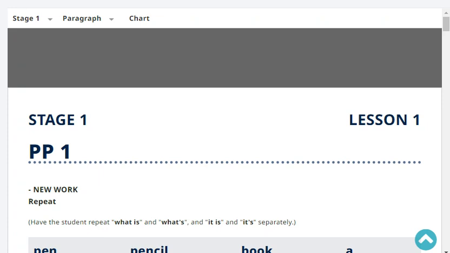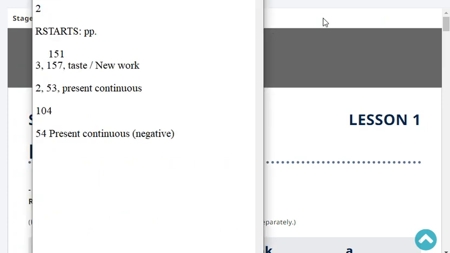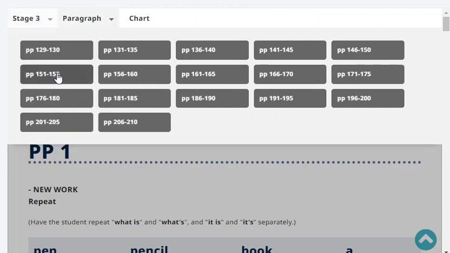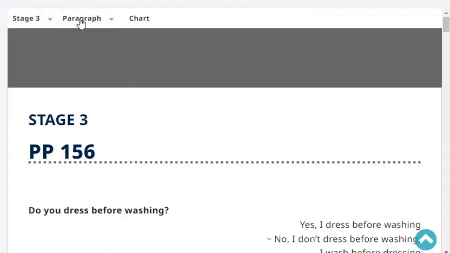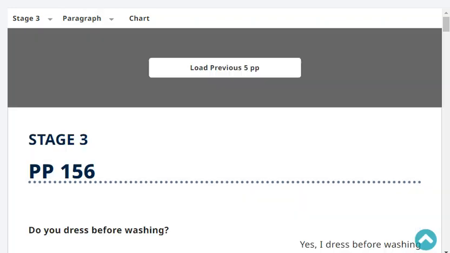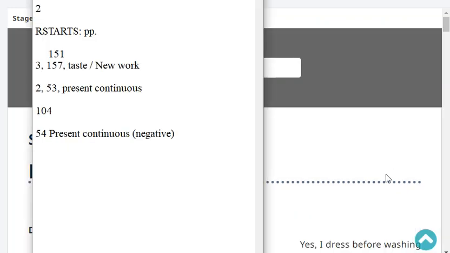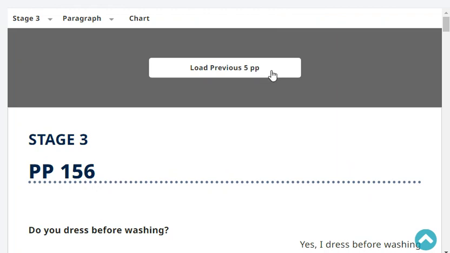Our progress report says we are at stage 3, paragraph page 157. Okay, very good. And the last head word was taste, new word type of lesson. Okay, let's start with revision.